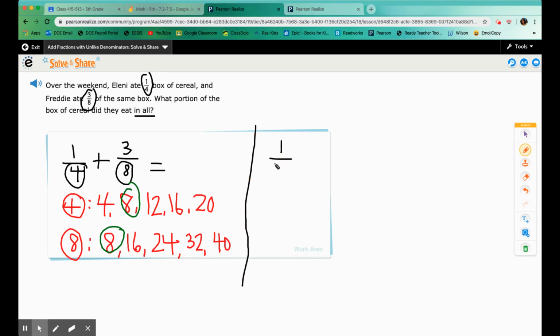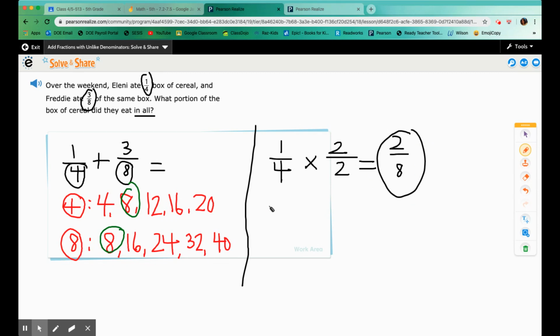Let's start with 1/4. Go to my list of 4s and go 1, 2. I had to jump 2 times to get to the 8. So I multiply by 2. I rewrote 1/4 as an equivalent fraction, 2/8.